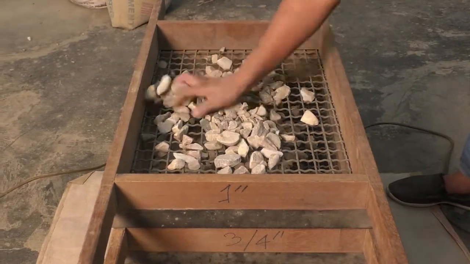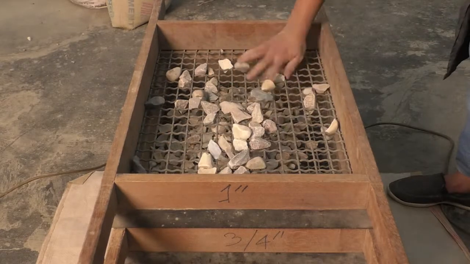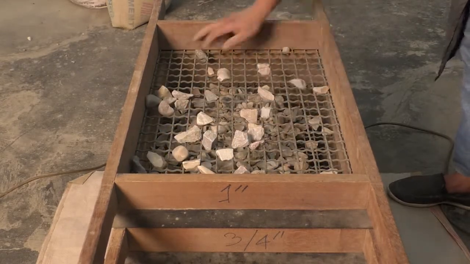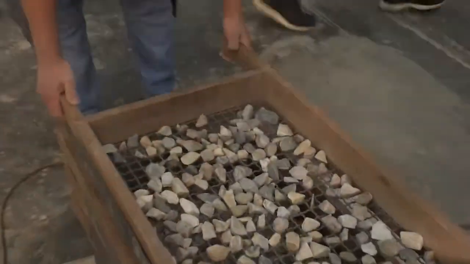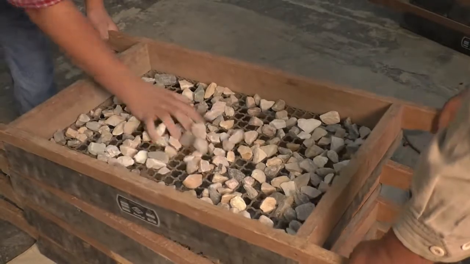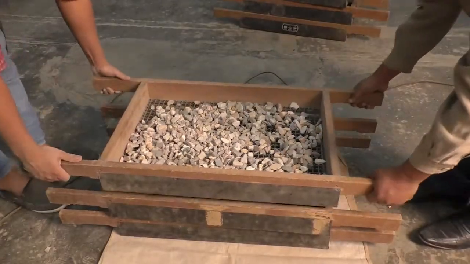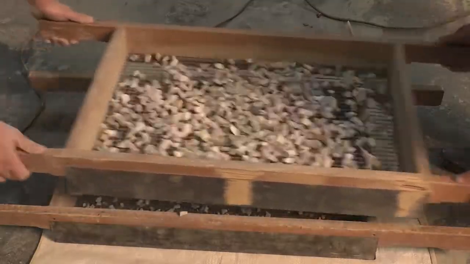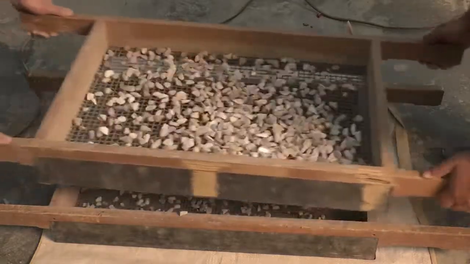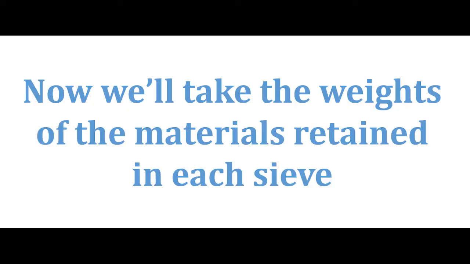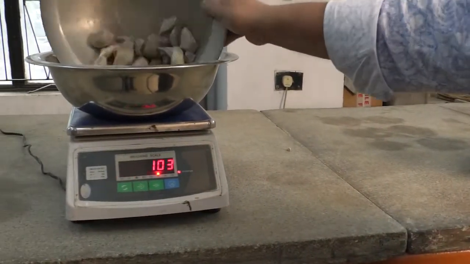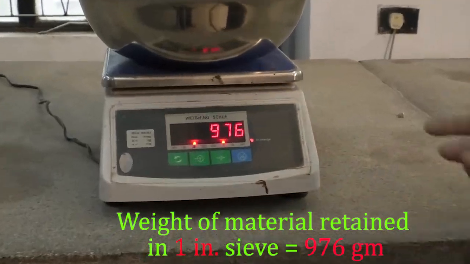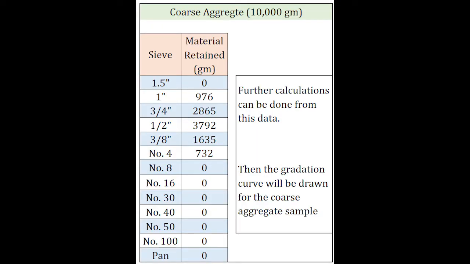As a part of the sieving operation, the aggregate particles are assisted to get through the sieve opening by hand or by shaking of the sieve tray. Sieving operation is carried on each sieve until particles smaller than the opening of that sieve pass through to the next sieve. After completing the sieving operation, the weights of the material retained on each sieve are measured. From the measured weights, further calculations can be done to draw the gradation curve of the coarse aggregate sample.